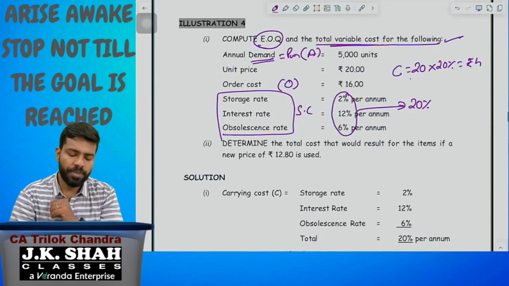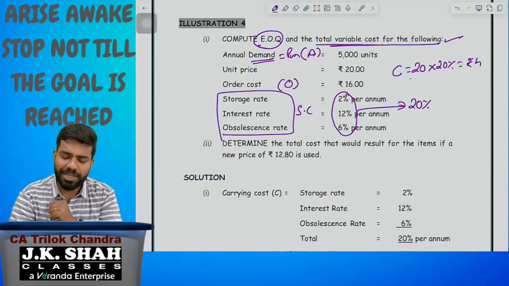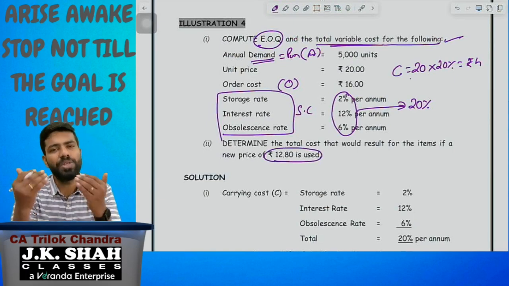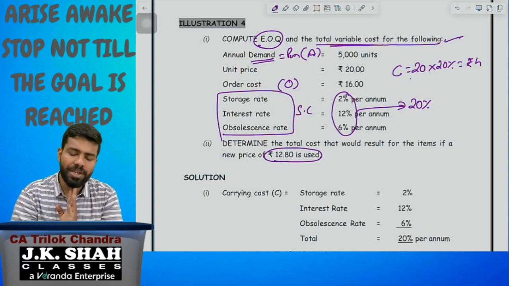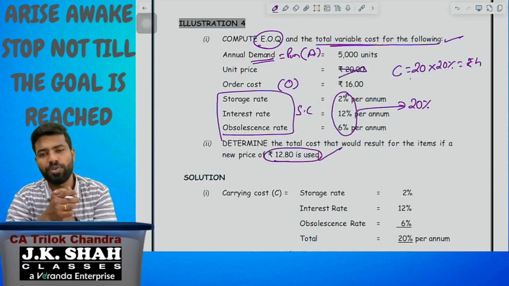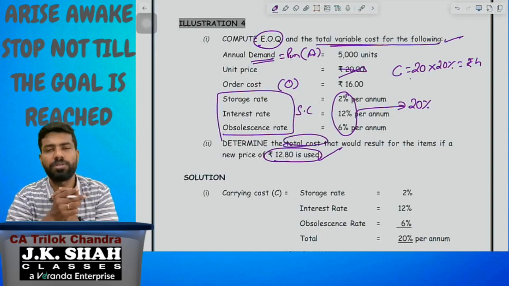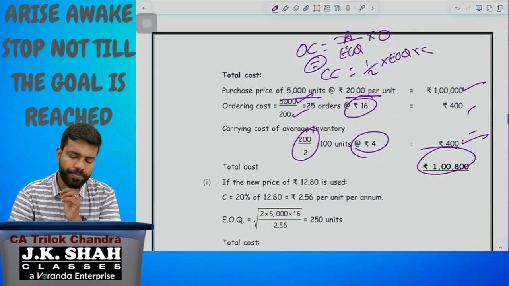Next. Determine the total cost that would result for the items if a new price of 12.80 is used. Simple. Redo the entire calculation. The only change is the 20 rupees. 20 rupees has changed to 12.80. They are asking to calculate the total cost. Look here.